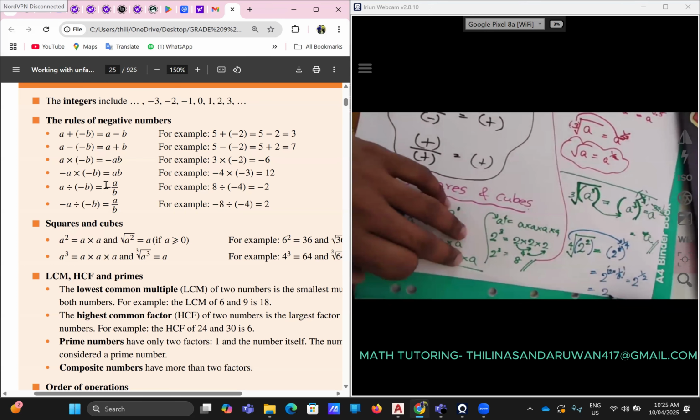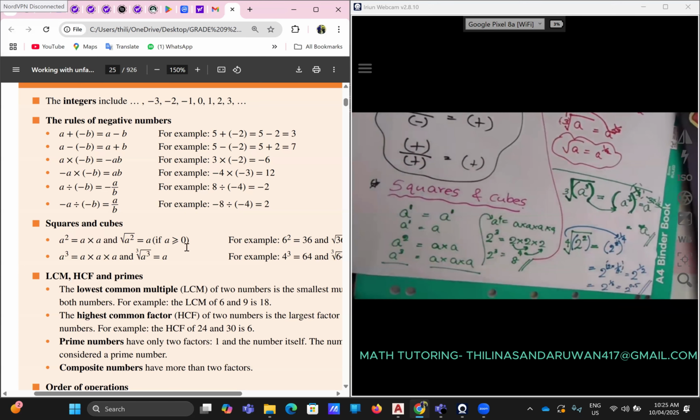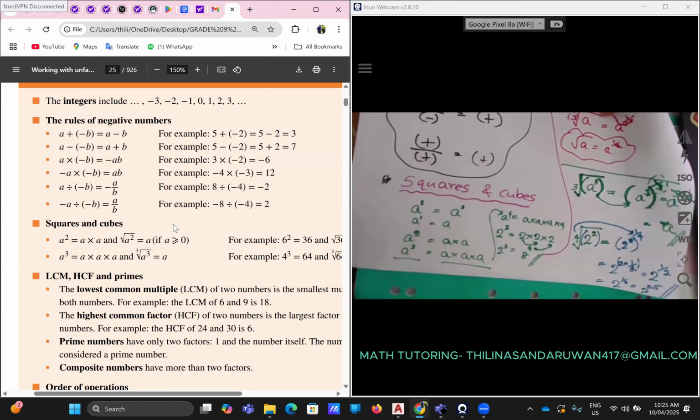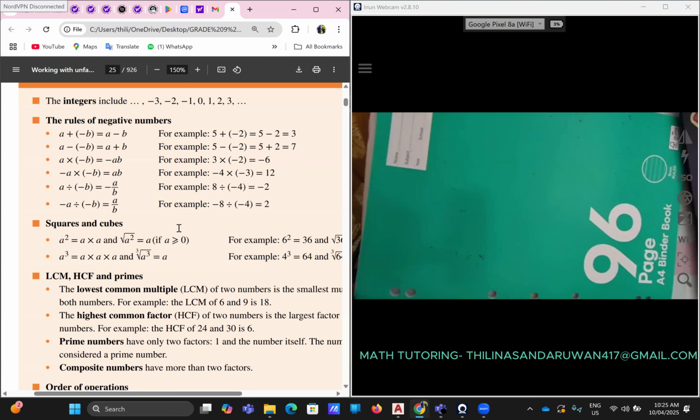Right? We will go through the exercises. There are so many questions like this. I just quickly went through these to get an idea.